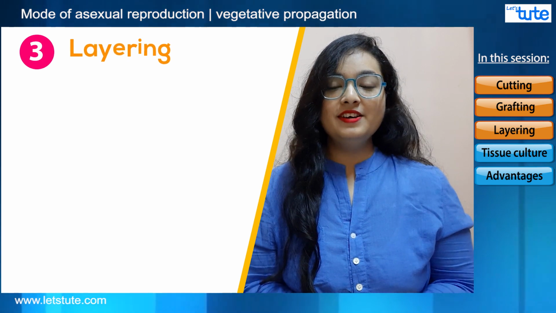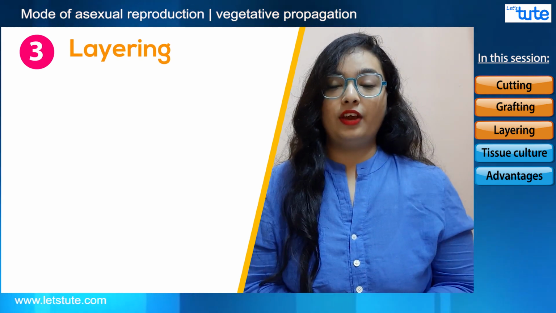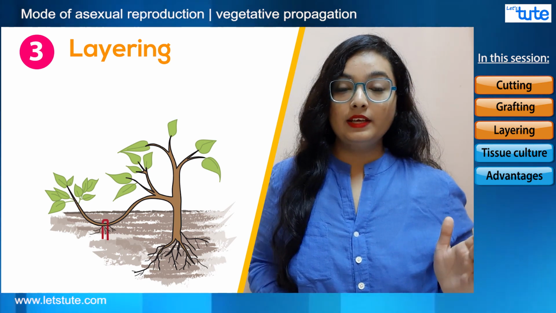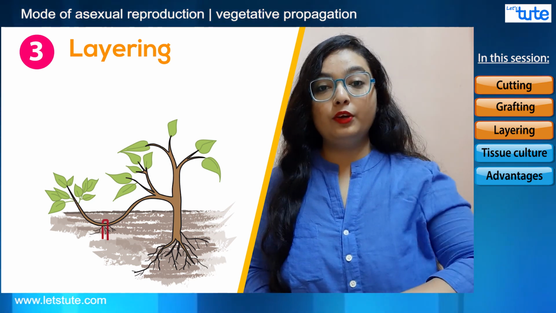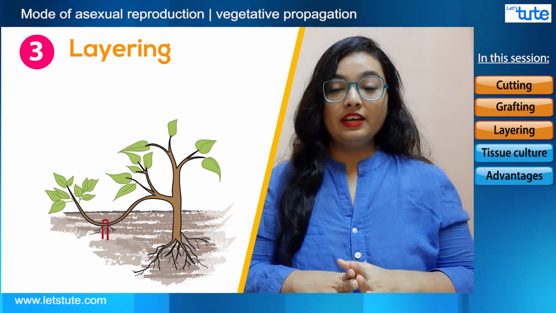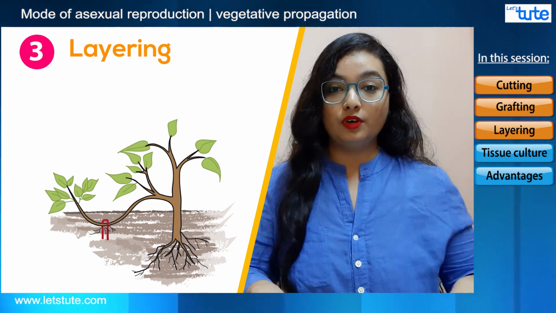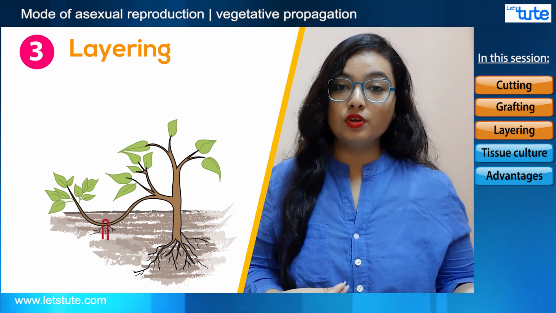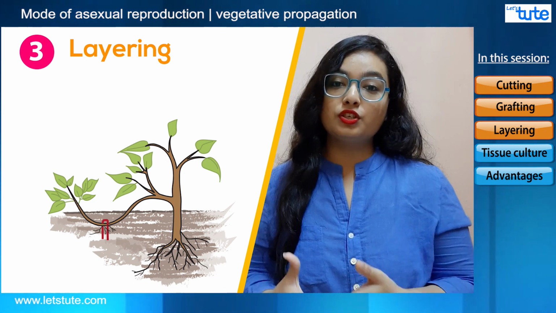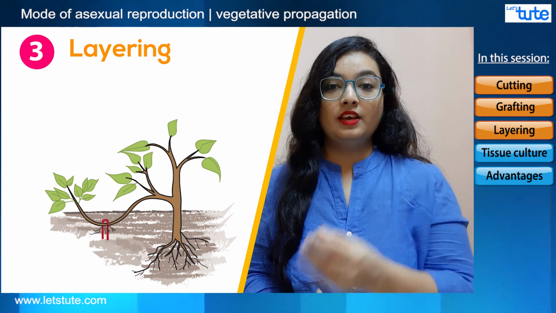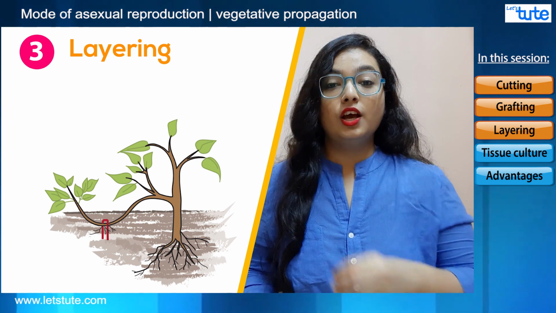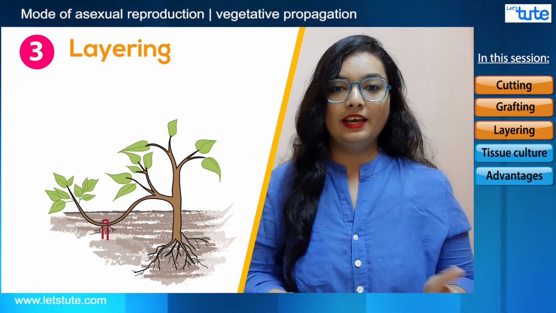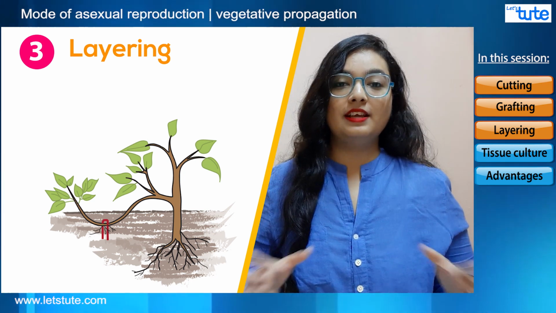The third method is known as layering. In layering, a part of the plant, more specifically a stem of the plant, is bent and put into the ground, and on top of that a layer of soil is covered over the part of the plant. It is also treated with some hormones to induce adventitious roots coming out of that plant, and a stem which has adventitious roots coming out of it is known as a layer, and hence this process is known as layering.